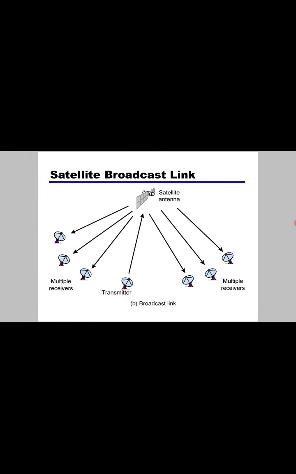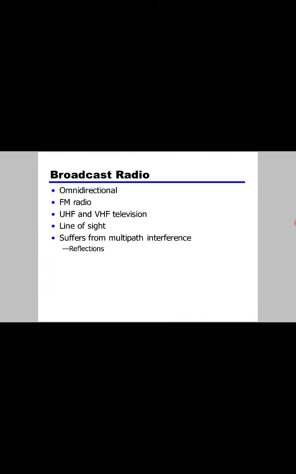So, satellite broadcast link. There are many transmitting and receiving stations used. They continuously send and receive data and information. Another example of satellite technology is broadcast radio, like FM radio.